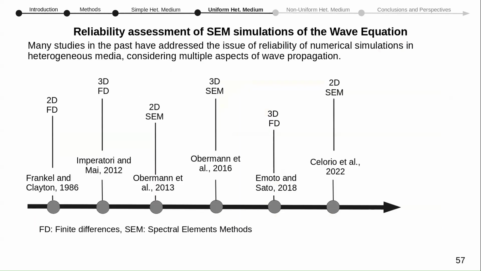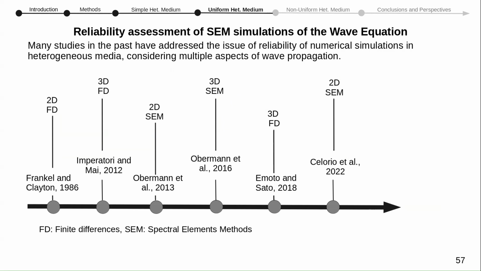Now, our investigation of the scattering process in this context starts from a reliability assessment. What we want to understand is whether our numerical simulations are able to completely replicate the propagation of seismic waves in heterogeneous media, according to the theory. There are many studies in the past that have addressed the issue of reliability, considering multiple or single aspects of wave propagation, different kinds of solvers, and 2D as well as 3D media.